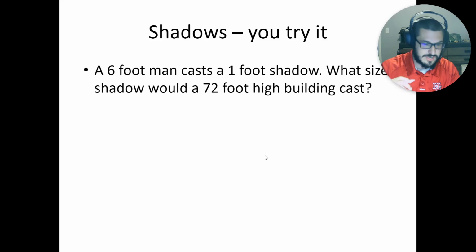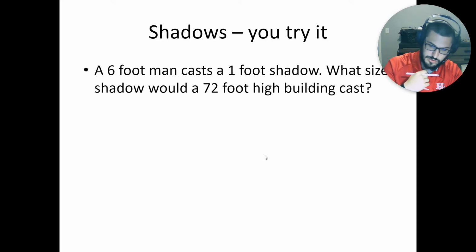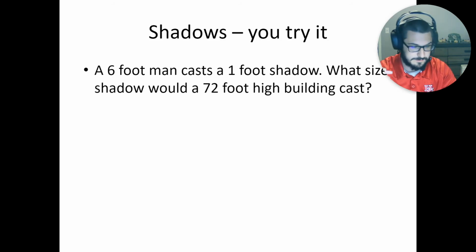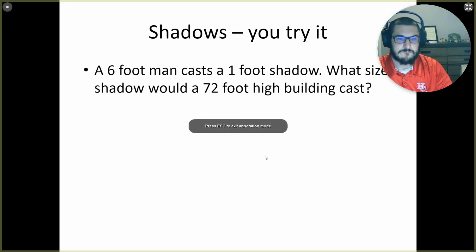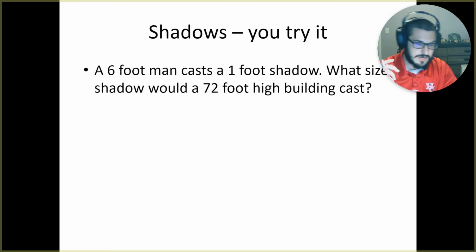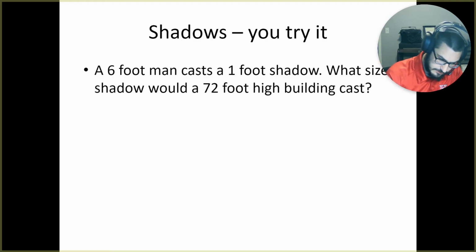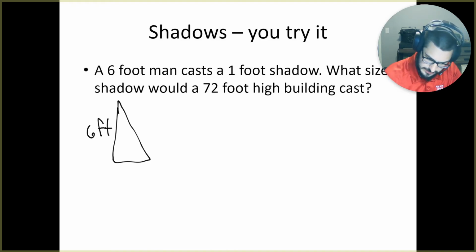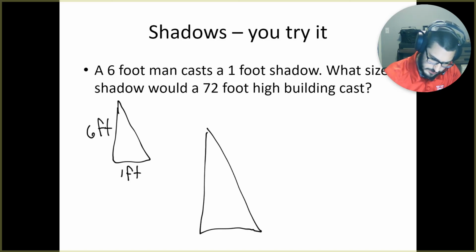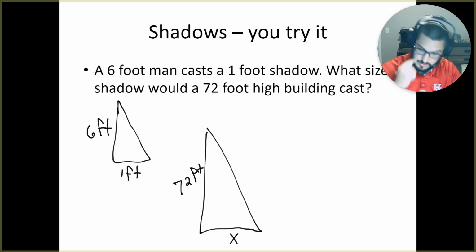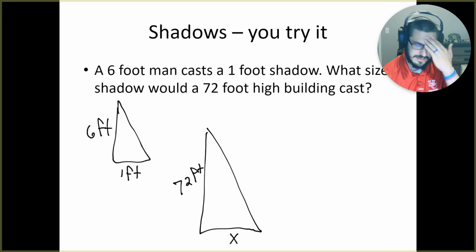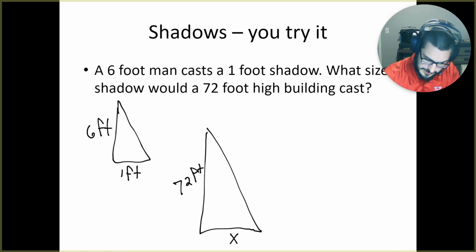Next, go ahead and try this one. A 6-foot man casts a 1-foot shadow. What size shadow would the 72-foot high building cast? All right, again, draw a picture. 6-foot man. We've got a 1-foot shadow this time, and a 72-foot high building. I don't know the shadow size.